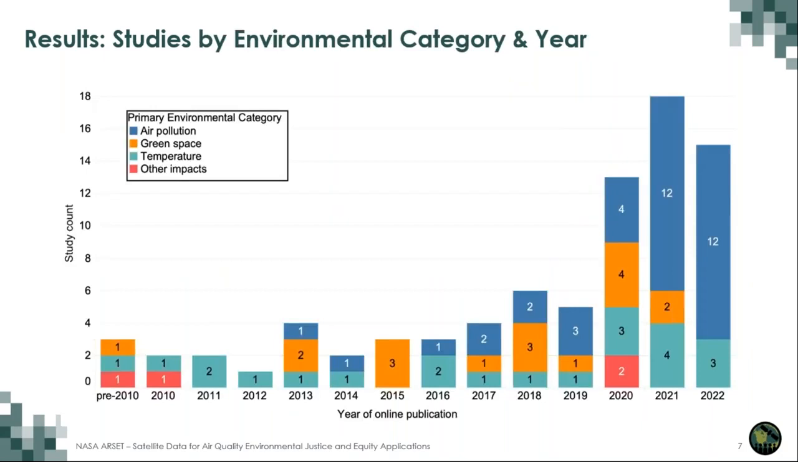Take a look at this bar graph, which shows the study's environmental categories and years published. This graph demonstrates that more than half of the studies we found were published between 2020 and 2022. One reason for this may be the increasing availability of satellite-derived high-resolution data sets, which enable new environmental justice research applications.